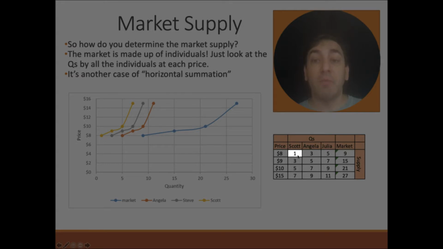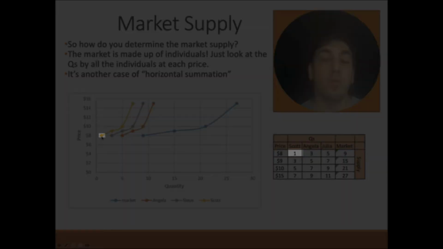At $8, I'm willing to work 1 hour, Angela's willing to work 3 hours, and Julia's willing to work 5 hours. So if we add these up, 1 plus 3 plus 5, the total amount of labor I can hire at $8 an hour would be 9 units of labor. This line on the right is also shown in the graph. 1 plus 3 plus 5 sum up to 9.